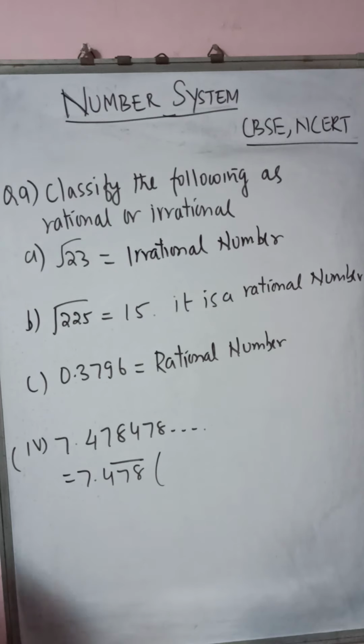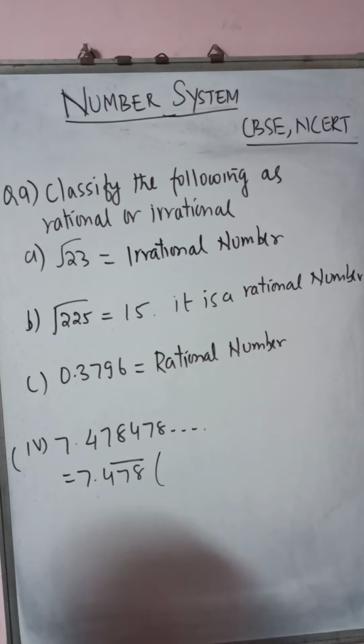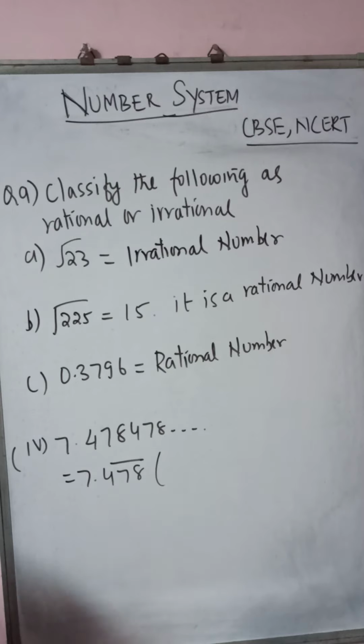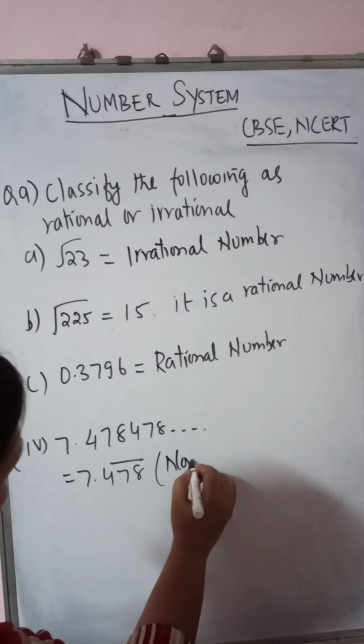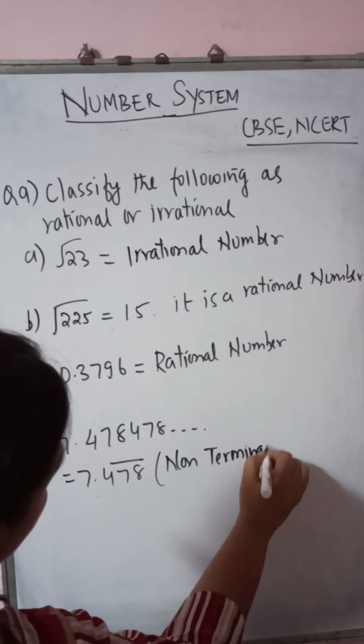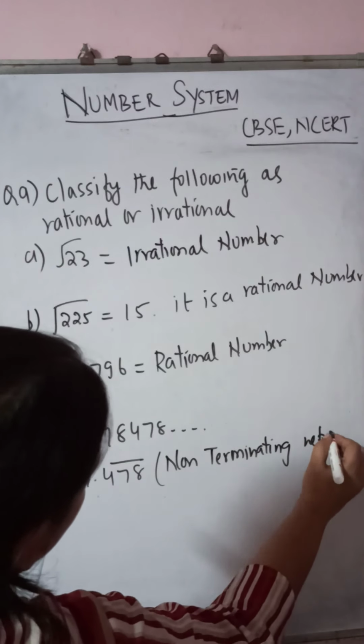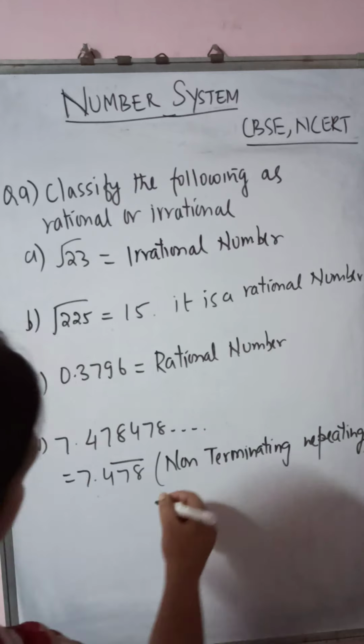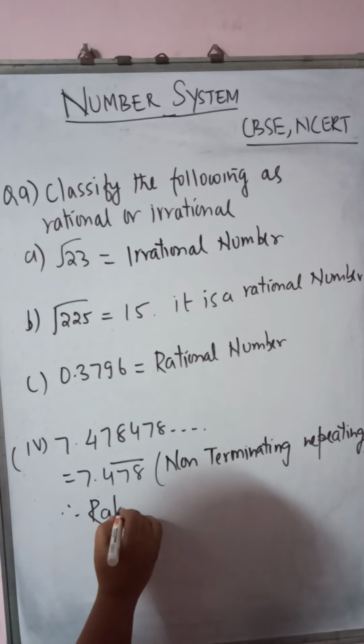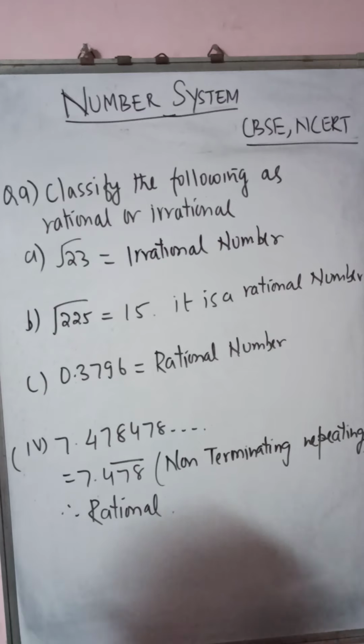The only criterion for an irrational number is non-terminating and non-repeating. Other than that, everything is rational. So if the decimal is terminating, it will be rational. And if it is non-terminating repeating, it will be rational. Only in one case, non-terminating and non-repeating, it will be irrational. So this is a non-terminating repeating decimal, therefore it is rational.